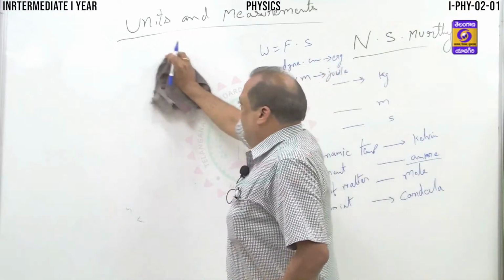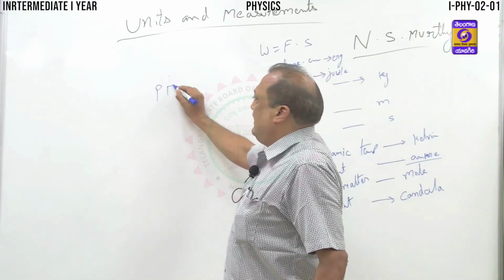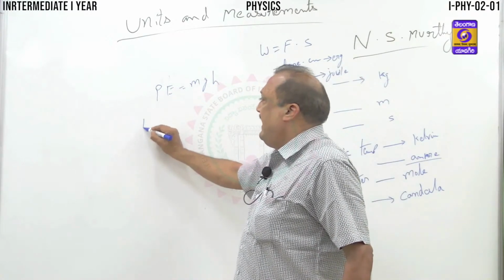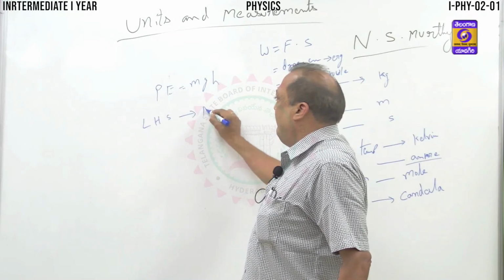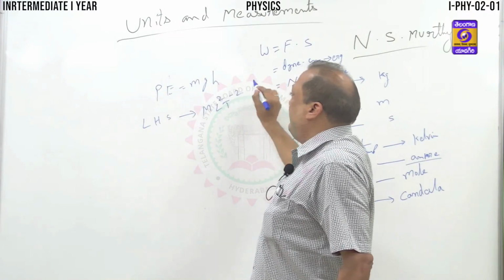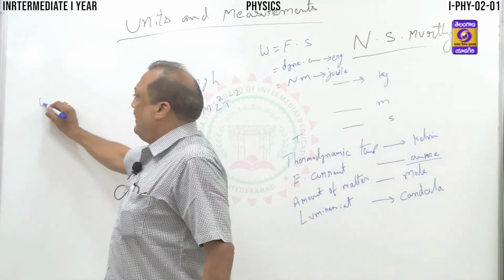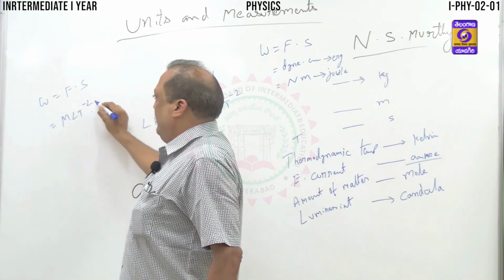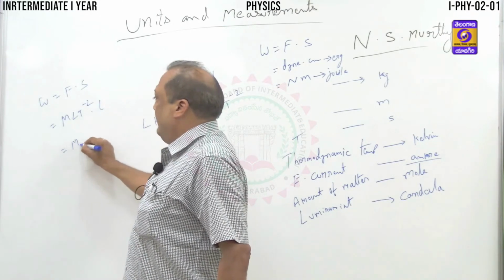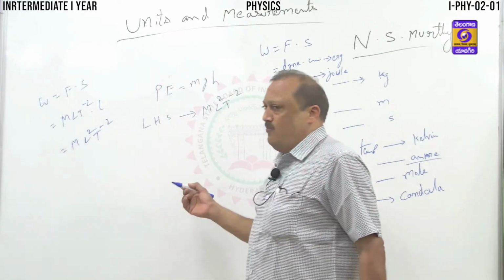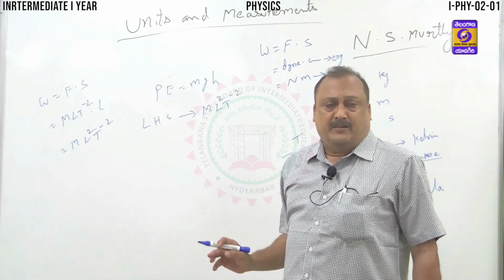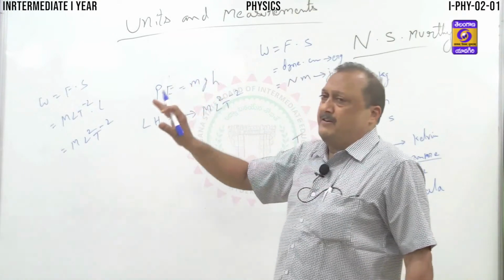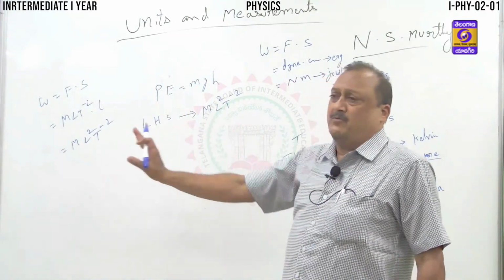For example, potential energy equals mgh. The dimensional formula of energy, on the left hand side, is M L square T minus 2. Work is force into displacement. The dimensional formula for force is M L T minus 2, and for displacement it is L, so that gives M L square T minus 2. Work and energy have the same units. So the left hand side dimensional formula is M L square T minus 2. If the right hand side dimensional formula is also equal to M L square T minus 2, then this equation is correct.